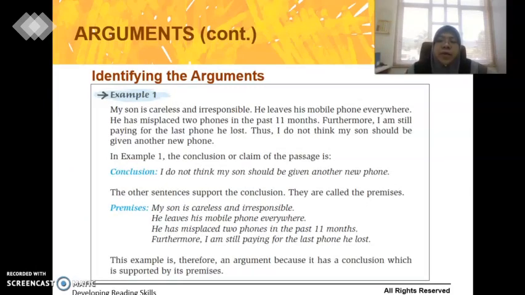Okay, identifying the arguments. My son is careless and irresponsible. He leaves his mobile phone everywhere. He has misplaced 2 phones in the past 11 months. Furthermore, I am still paying for the last phone he lost. Thus, I do not think my son should be given another new phone. So in example 1, the conclusion in the passage is, I do not think my son should be given another new phone. The other sentences support the conclusion. They are called premises. This is an argument because it has a conclusion supported by its premises.